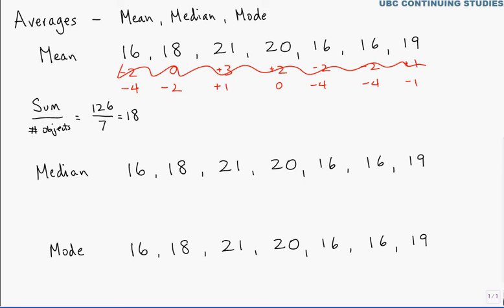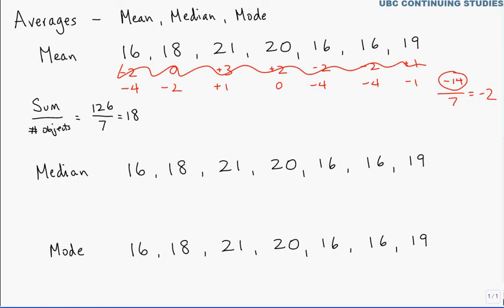Now when you add those all up, what do you get? I'll just do the running count. Negative 4, negative 6, negative 5, still negative 5, negative 9, negative 13, negative 14. So we've got negative 14, and there are 7 objects. So when you divide negative 14 by 7, you get negative 2, which means that the real mean, the arithmetic mean, is just 2 below the one we estimated, 20, which again gives us 18.